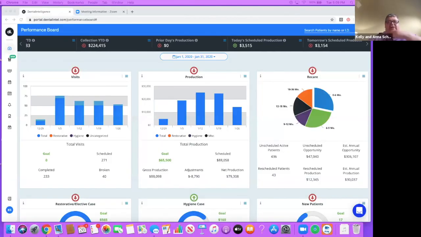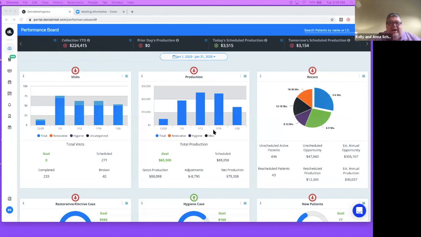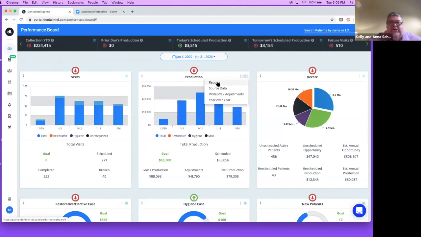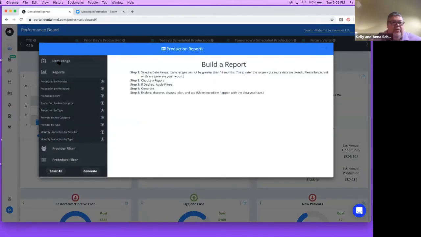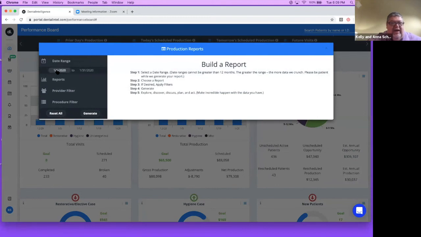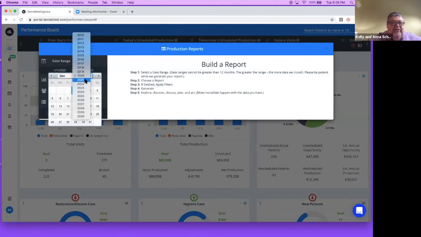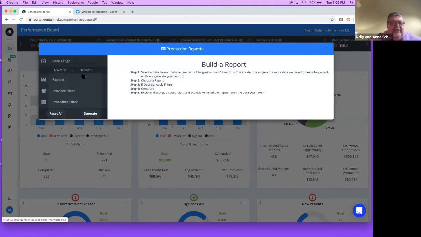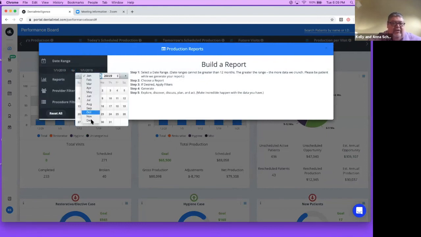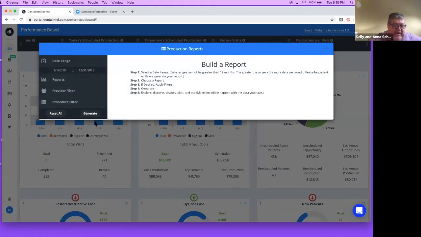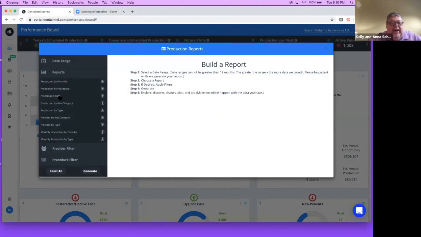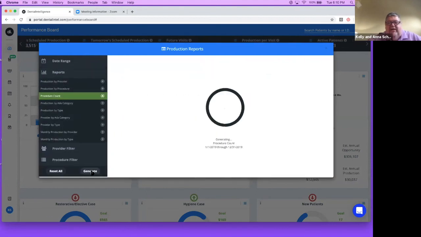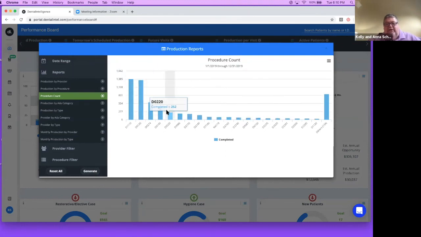Okay, so a couple things real quick. Dana talked about the top 20 or so procedures. If you go here to reports and we do the time frame, let's say January 1st of 2019 to December 31st of 2019, we can do a report by procedure count and generate. And just this quickly, it tells you what your top 20 codes are and how many you have done.